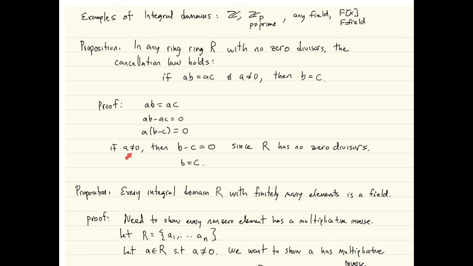but we know that a is not 0. That's part of the hypothesis. And so that forces us to conclude that b minus c equals 0, since R is an integral domain, or another way of saying it, has no zero divisors. In other words, two elements can't multiply to 0 without one of them being 0. Okay, so then we get b minus c equals 0, so therefore b equals c.